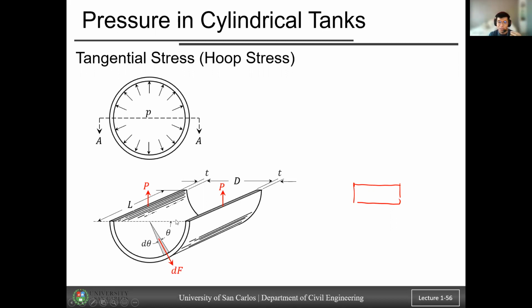So if you go back to your integral process, that is your representation of the whole material, right? The differential area, the differential volume. So in this case, it's the differential force.